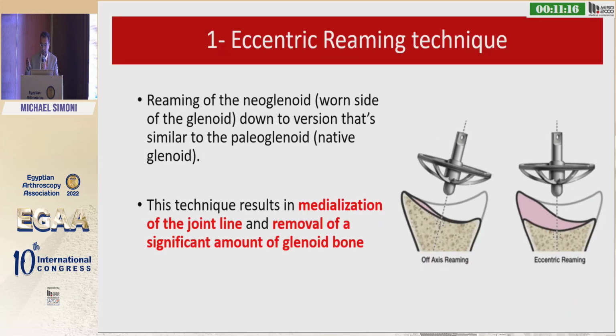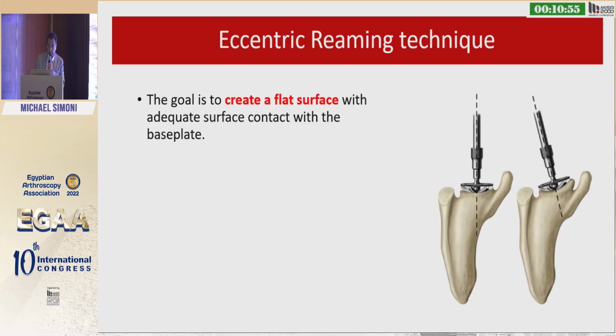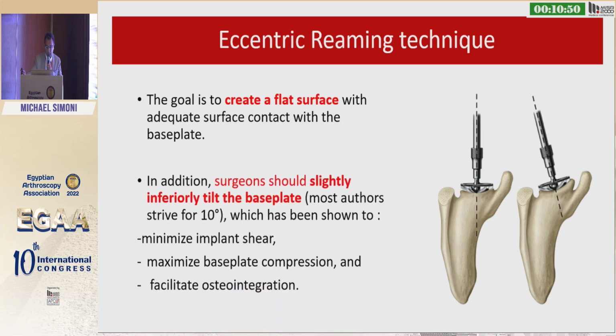First is the eccentric reaming technique, which is reaming of one side of the glenoid down to a version that is similar to the native glenoid. This technique results in medialization of the joint line and removal of a significant amount of glenoid bone. So don't use it if you have a greater defect. The goal is to create a flat surface with adequate surface contact with the base plate. And always the surgeon should slightly tilt the base plate inferiorly, which has been shown to minimize implant shear, maximize base plate compression, and facilitate osseointegration.